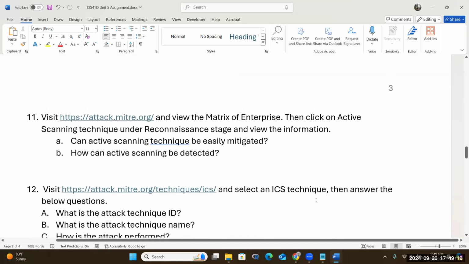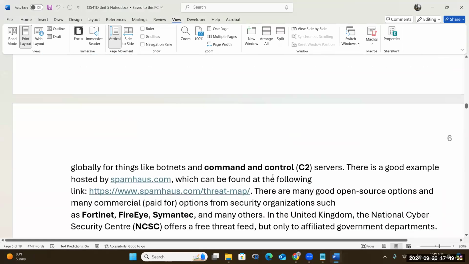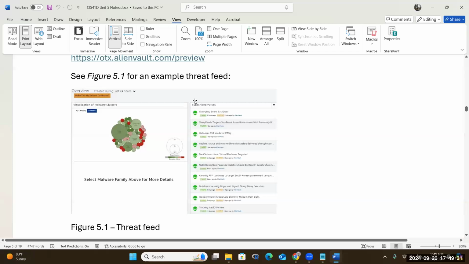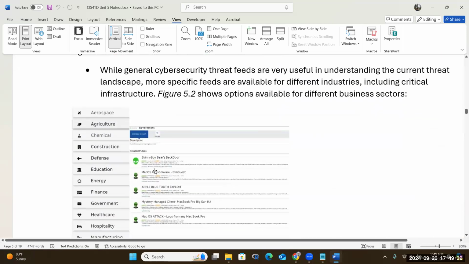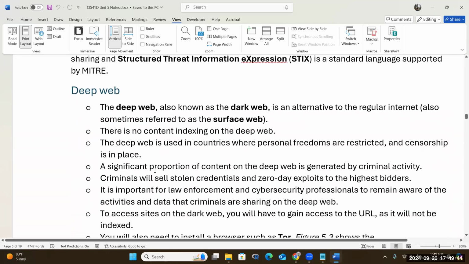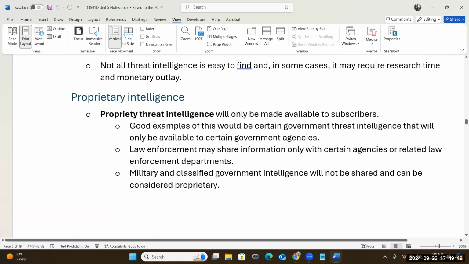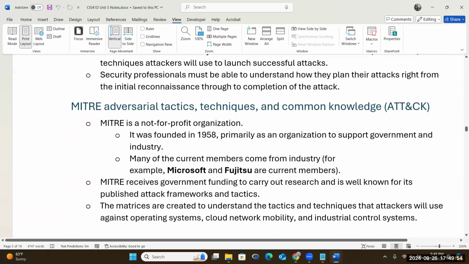So in the next part, I think we're going to talk a little bit about models and frameworks. So how do you go about looking at, so here it talks about, I visited this site, you have to subscribe to it to get the threat feed, but there are other sites that you can get. Deep web. We touch on proprietary and open source and human intelligence.